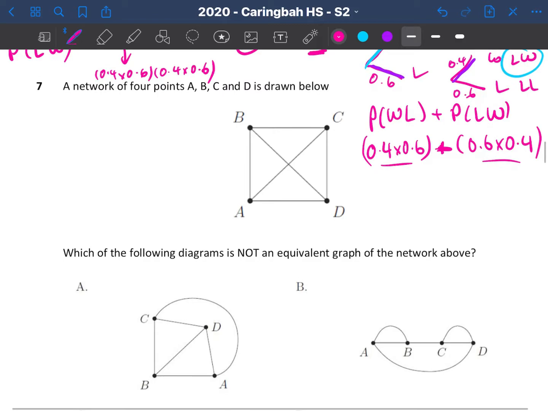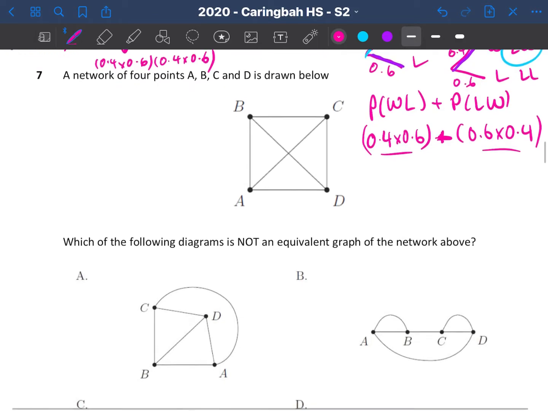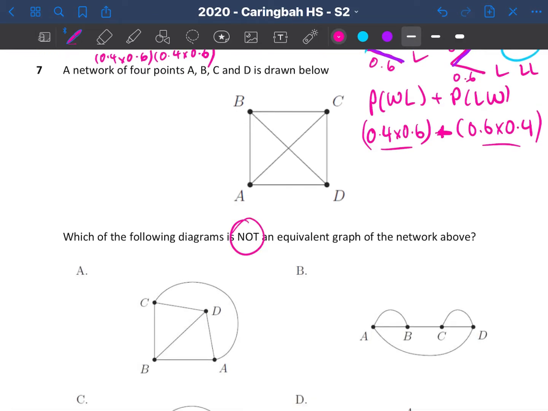Question 7. A network of 4 points A, B, C, D is drawn below. Which of the following is not an equivalent graph of the network above? Okay, let's have a look and see which ones are not equivalent. So let's have a look at vertex A. If I'm at vertex A, it connects to B. Let's see with this one here, A. Oh, cool, it also connects to B.